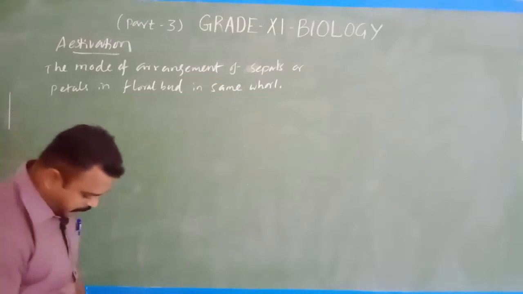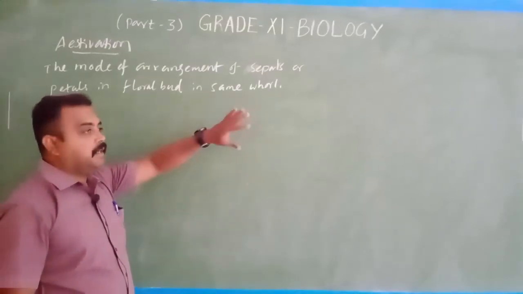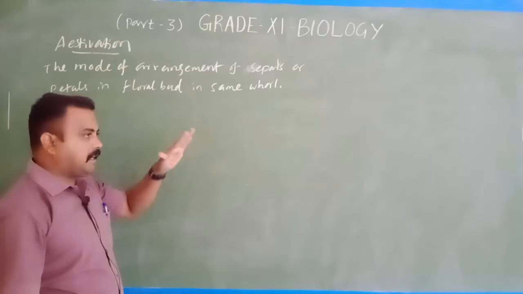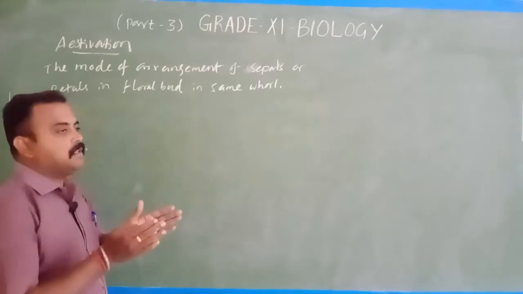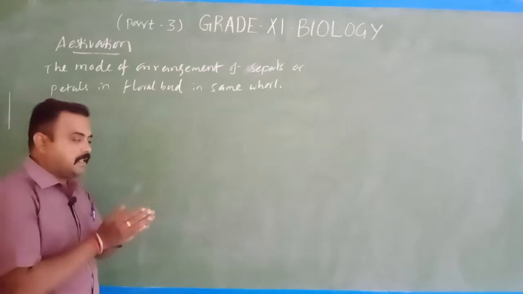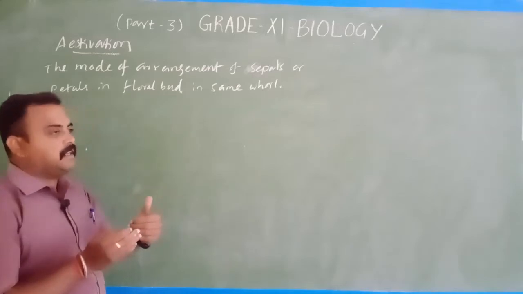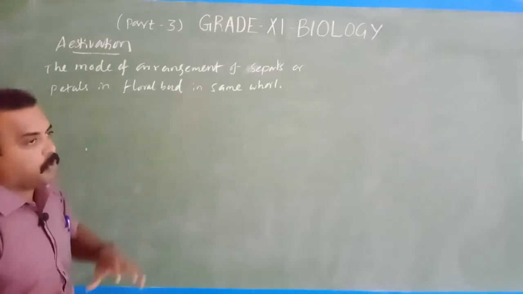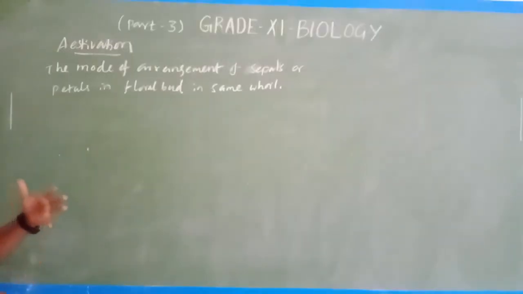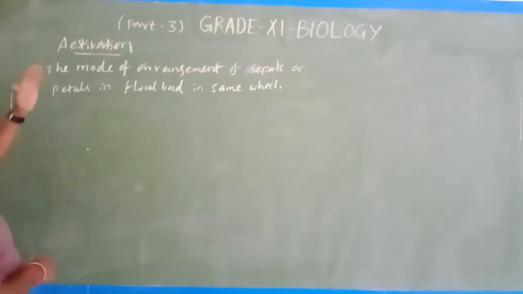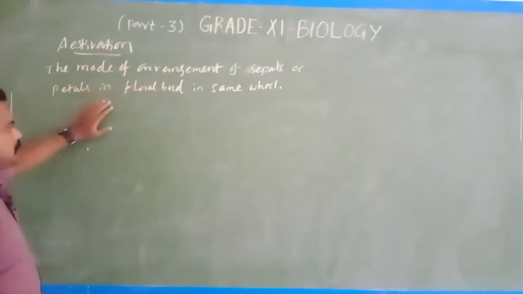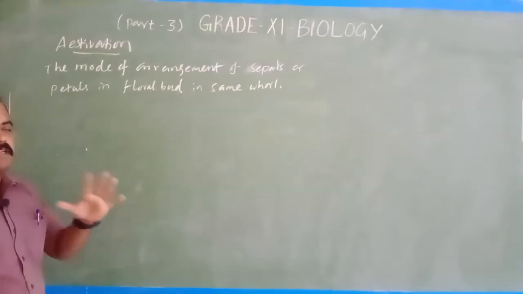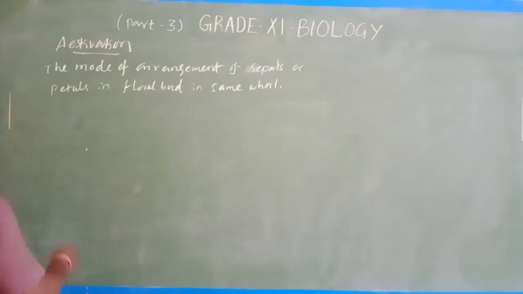So whorl, I already told you, means layer. In the flower we have different layers. The first layer, I told you, is sepals. The second layer, towards the inside, is petals, then androecium, then gynoecium are present. So there are four whorls. First is calyx, second is corolla. So in aestivation, the mode of arrangement of sepals and petals in the floral bud in the same whorl has been divided into four types.